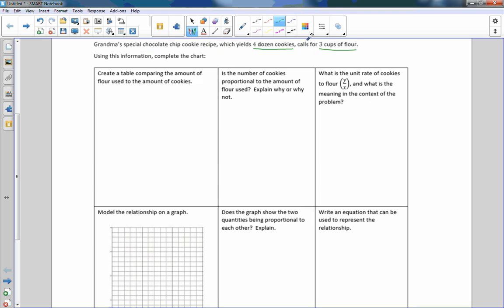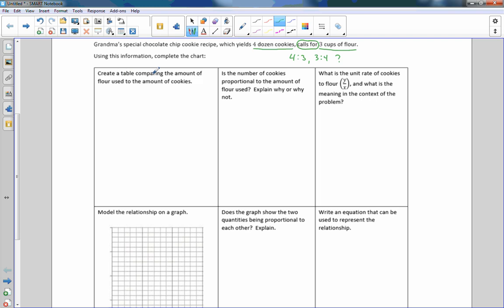Now, the only problem with this is the words "calls for." We usually say 4 dozen cookies to 3 cups of flour, or 3 cups of flour to 4 dozen cookies, to determine a ratio. And in this case, I don't know if it's 4 to 3 or if it's 3 to 4. Which is it? That's the question. So I need to bring in some more terminology here.